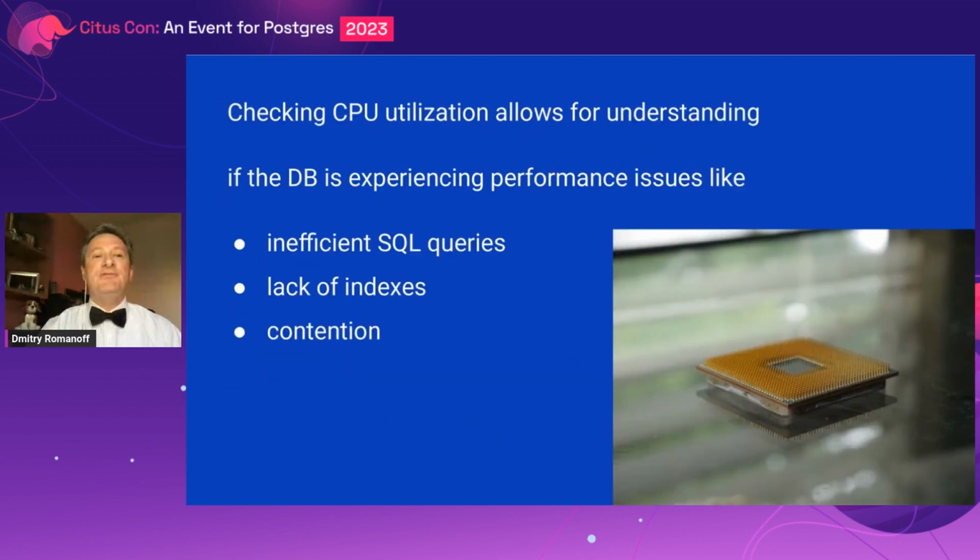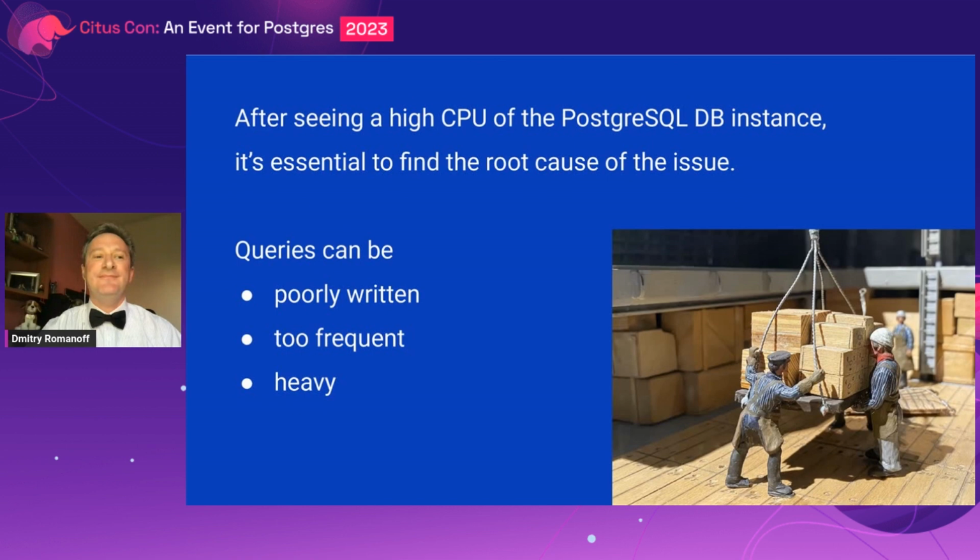Checking CPU utilization allows for understanding if the database experiences performance issues, like, for example, inefficient SQL queries, lack of indexes, contention. After seeing a high CPU of the Postgres database instance, it's essential to find the root cause of the issue. Queries can be poorly written, too frequent, heavy.